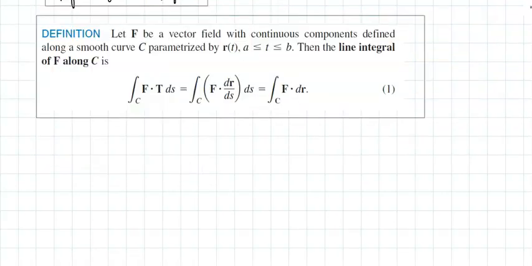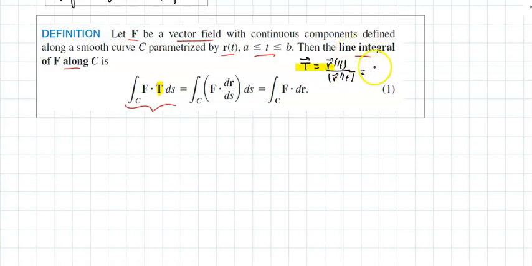Next, we have the following definition. Let f be a vector field with continuous components defined on a smooth curve, which means they're differentiable, and a parametric representation of those parameterized by r of t, where t is between a and b. Then the line integral of f along C involves T. Recall what T is. T is r prime of t divided by the magnitude of r prime of t, a unit tangent. Do you remember that?